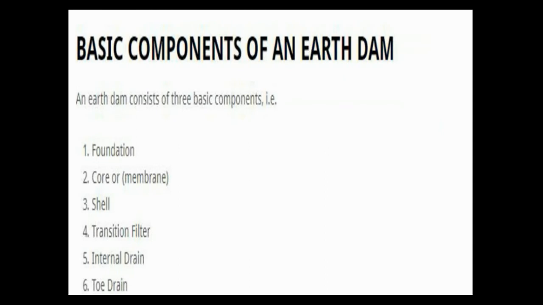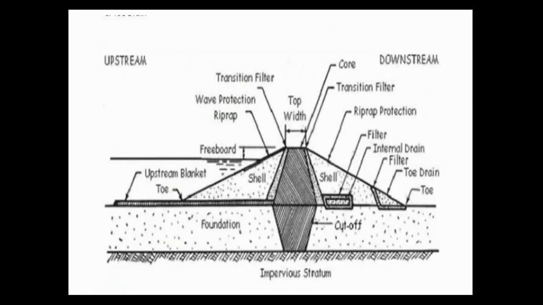So the first one is foundation, core membrane, shell, transition filter, internal drain and toe drain. This is the typical section of the earthen dam. On the left hand side we are seeing the upstream side, and on the right hand side is the downstream face. On the upstream side, we are normally storing the water. The central part is called the central core or membrane. This is normally impervious, so that water will not seep from the upstream side to the downstream side.